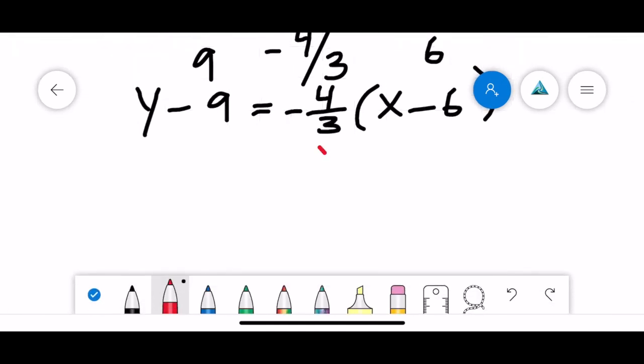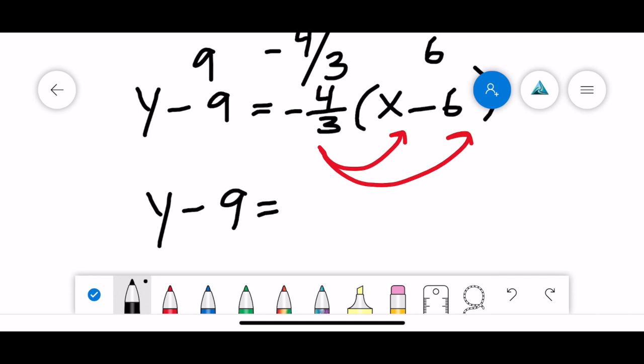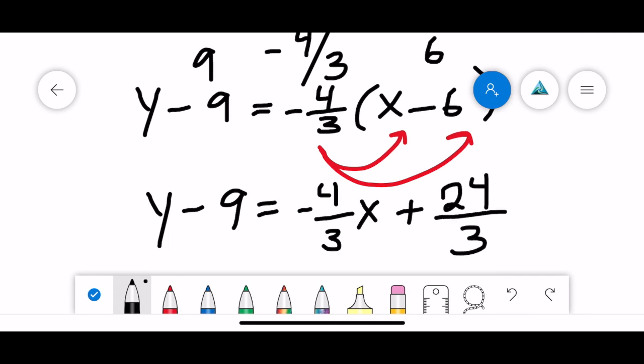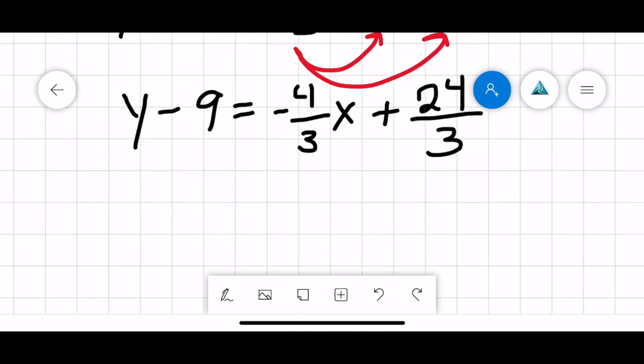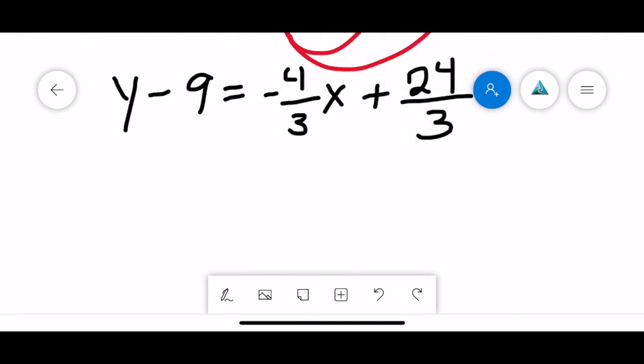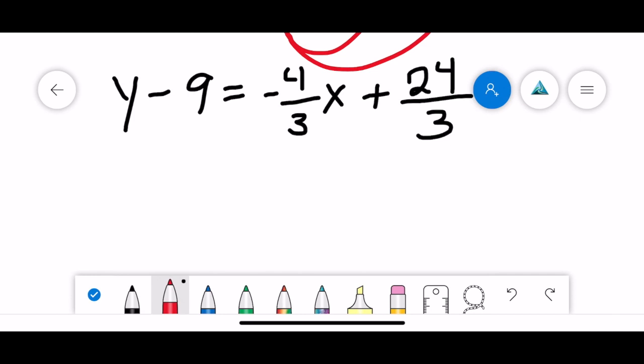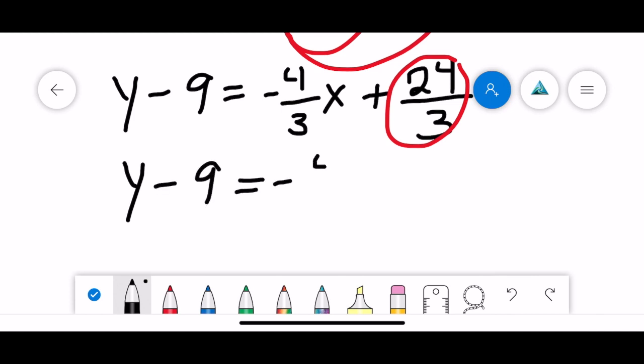The next step is to distribute negative 4/3 into this binomial. So y minus 9 stays as is, and on the right side I have negative 4/3 x plus 24/3. Notice that 24/3 is just an 8. So the equation is y minus 9 equals negative 4/3 x plus 8.